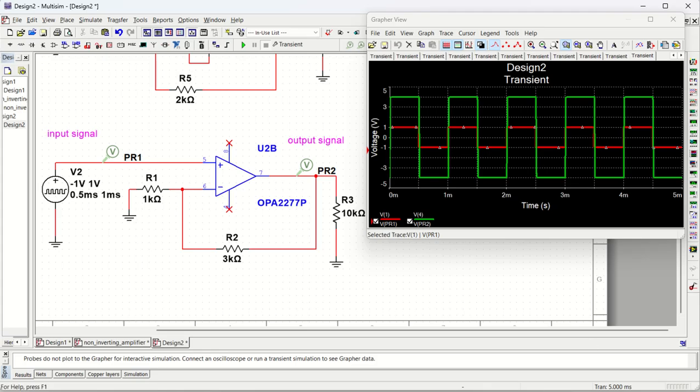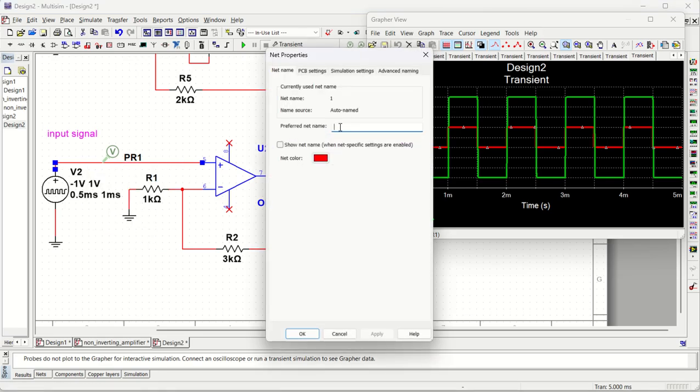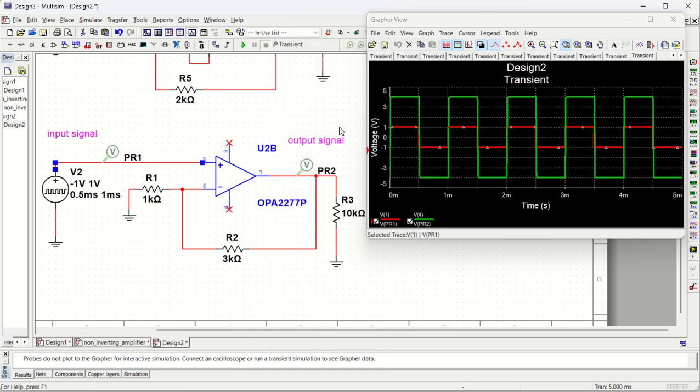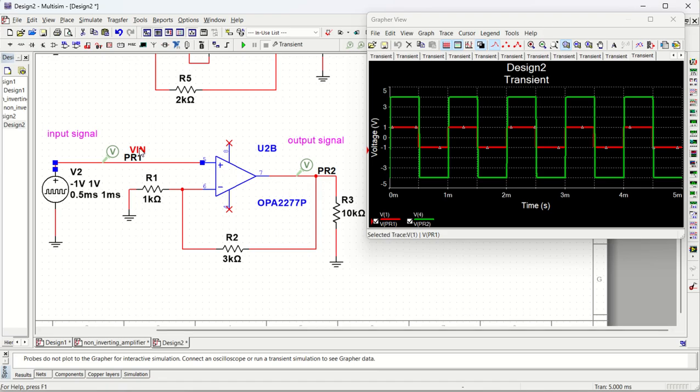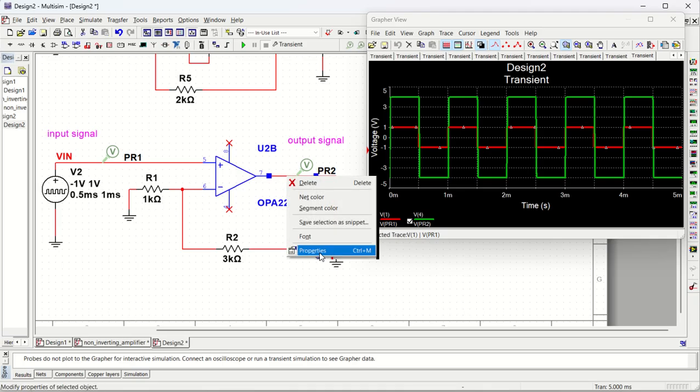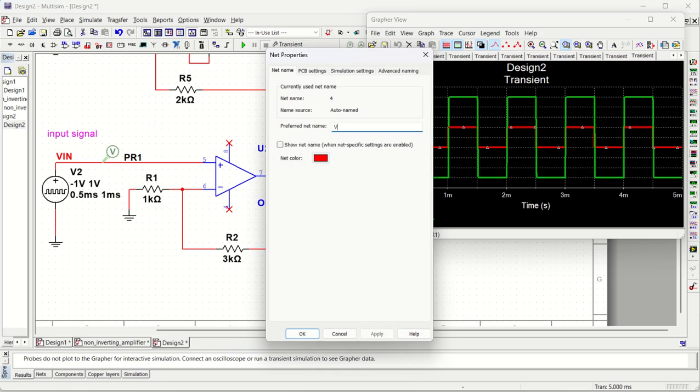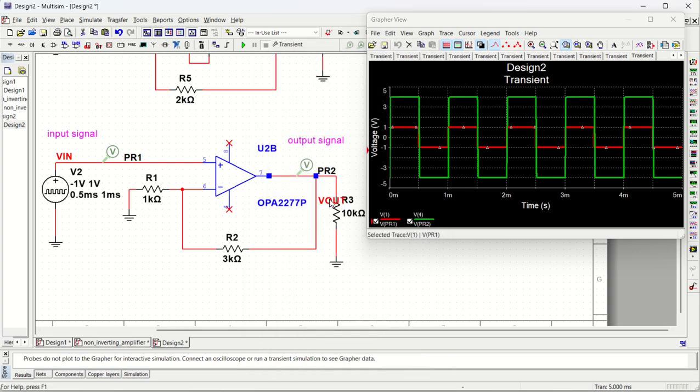Let me give you one more thing, how to rename the nets. Okay, so select it, right click it, go to properties and put it as Vin. Okay, I put it, but I did not show it. See, the preferred net name is Vin. I'll just put it as show net name. Okay, then this net name will be shown here. So this is my input voltage. Okay, similar to that, I want to put it here as Vout. So go here, select the net, go to properties and put it as Vout. Okay, and select show the net name. Okay, so this will be shown here.